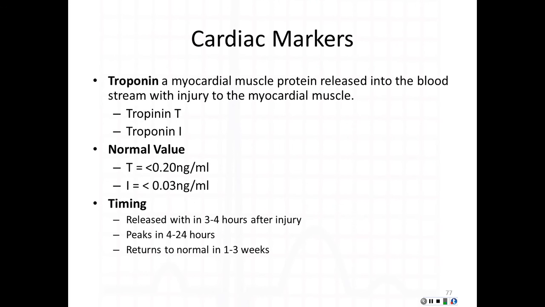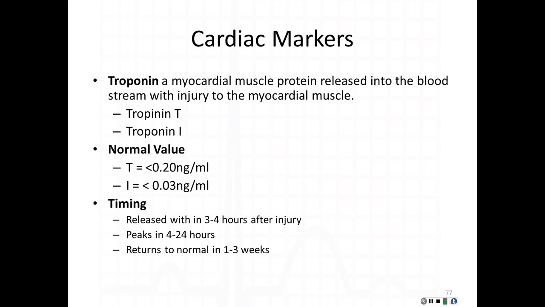Now, troponin is a myocardial muscle protein. It's released into the bloodstream when there's injury to the myocardial muscle. At Huntsville, you'll be seeing troponin I used instead of troponin T. When you look at troponin T, the normal value is less than 0.20 nanograms per milliliter. And for troponin I, it's less than 0.03 nanograms per milliliter.